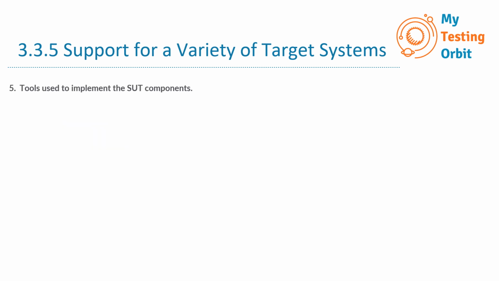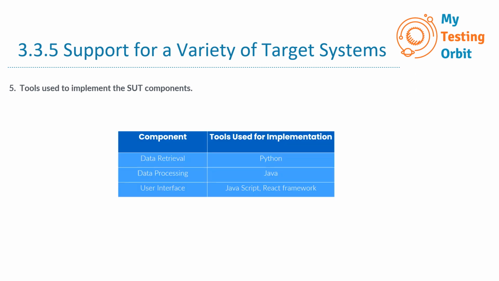And the fifth and last one is tools used to implement the SUT components. The tools mentioned here are the software development tools, programming languages, and frameworks used by developers to create the various components of the weather forecast application. For instance, the data retrieval component might be developed using Python, while the data processing is using Java, and the user interface component might be built using JavaScript and a specific framework like React.